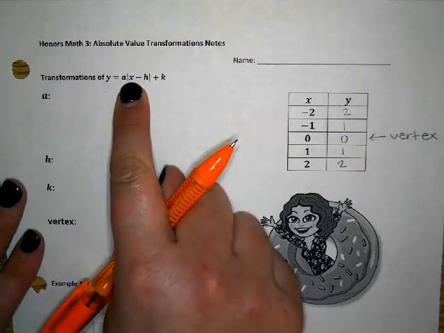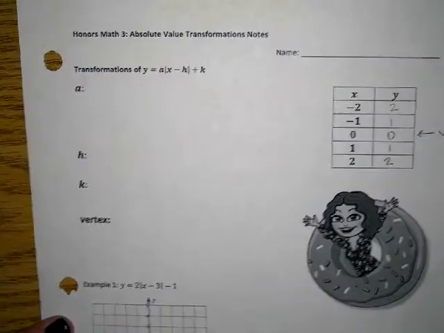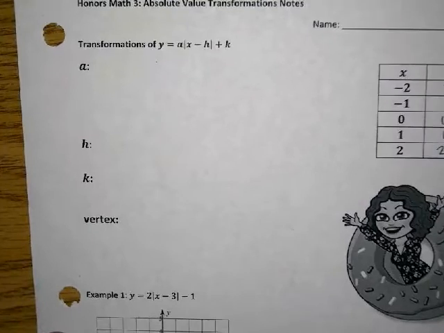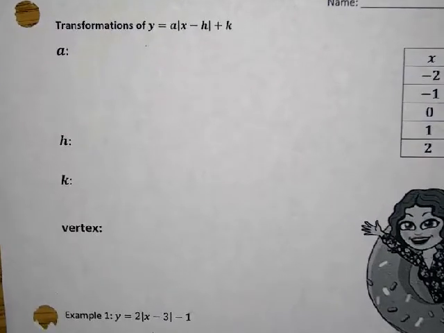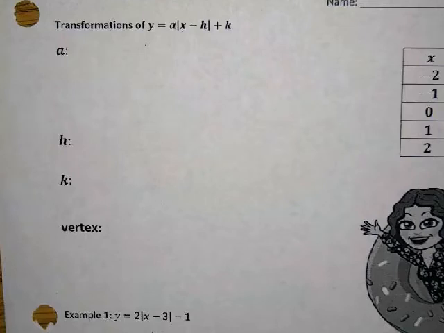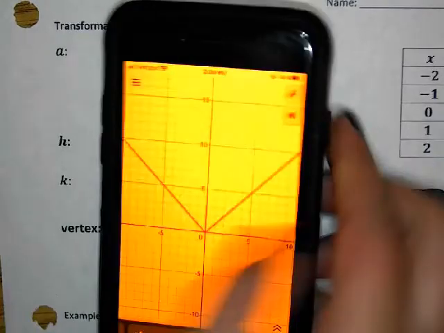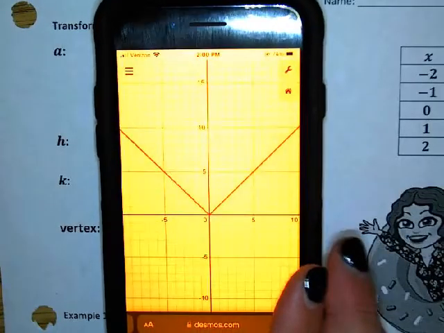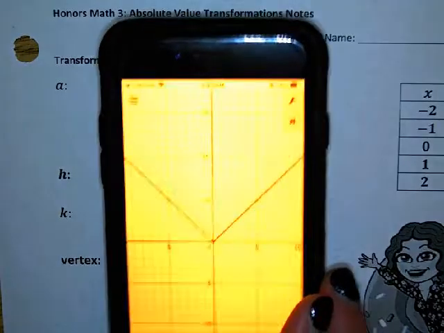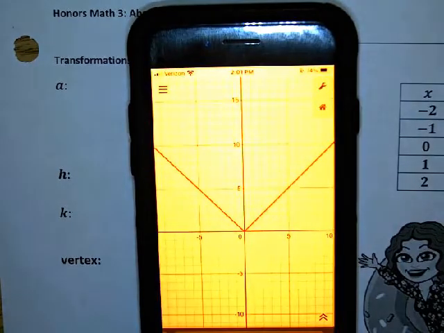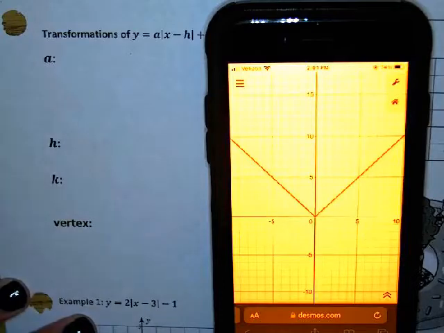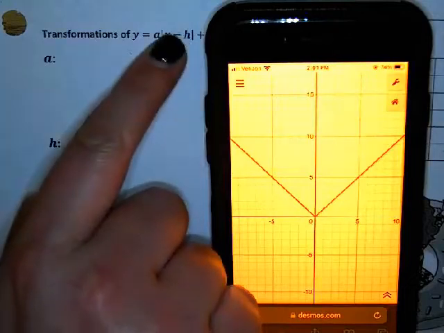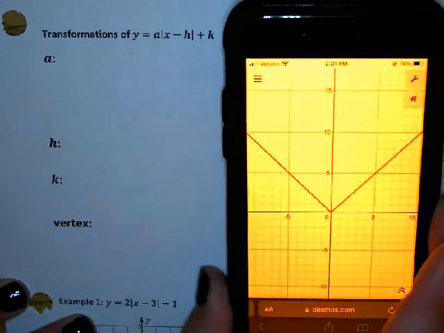This is what an absolute value graph looks like with the transformations. We have A multiplied by the absolute value of x minus h plus k. And so I want to talk briefly about what each of those transformations are. So I'm going to show you Desmos on my phone. So here, hopefully the glare is not too bad. Here is Desmos on my phone, and you can see just the regular graph right there. Okay, and so we want to figure out in this equation what the A, the H, and the K do.